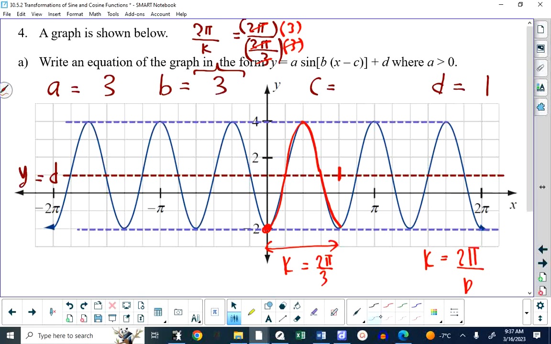Okay, now C. I'm going to show you the first method to find C, which isn't that difficult in this question, but it becomes more difficult later. And then I'm going to show you a different way to do it. Okay? So what we can do here is the following. I am going to draw on here in green what the graph would look like if C was 0. I'm still going to use A equals 3, B equals 3, D equals 1. But I'm just imagining there's no phase shift.